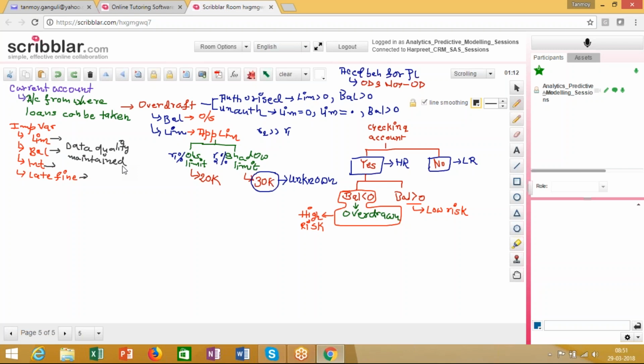So the variables from the current account are included. The variables from the personal loans or behavior are included, and then either you create two segments using the current account, or these variables are included within the modeling as explanatory variables. So there are these different variables which are there.